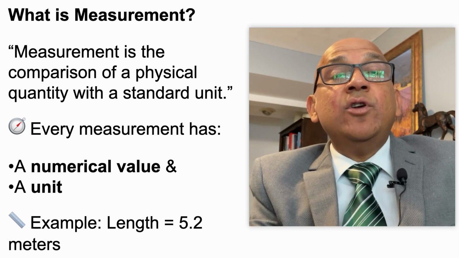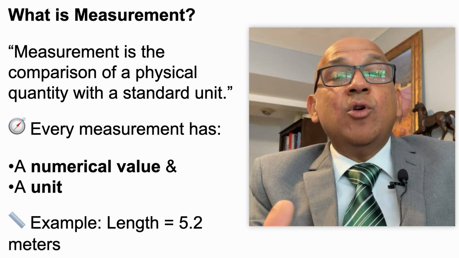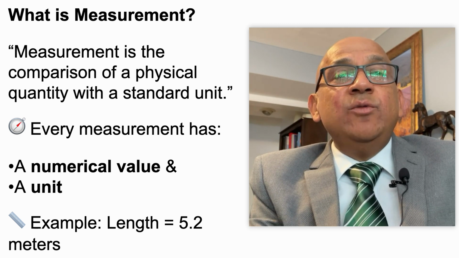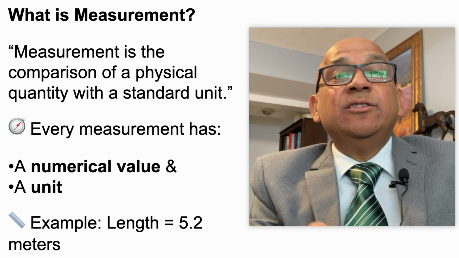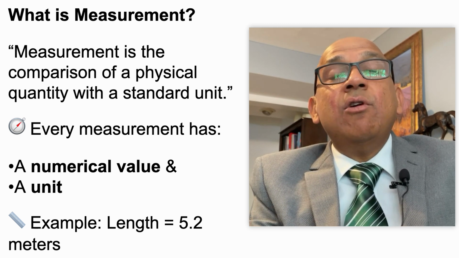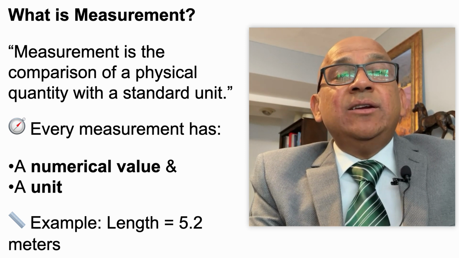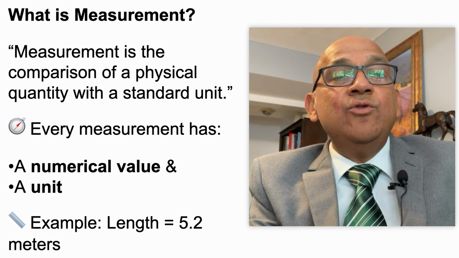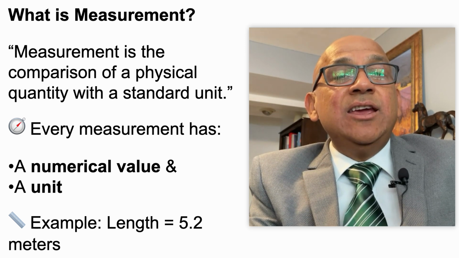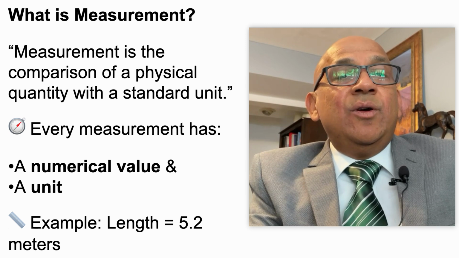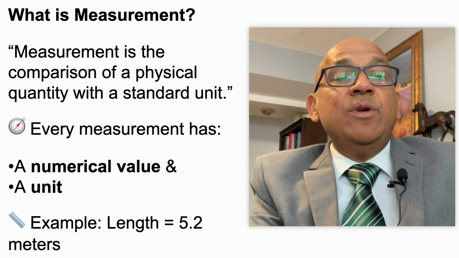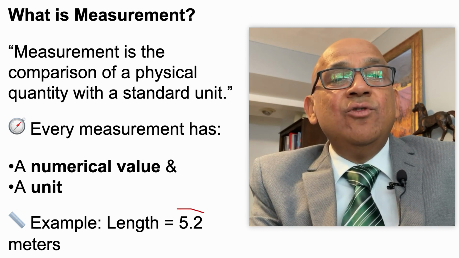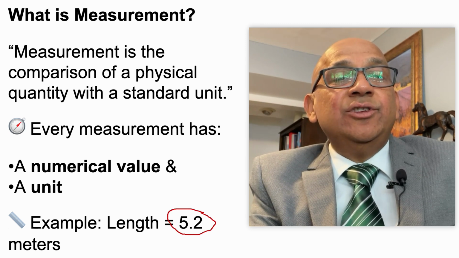For example, suppose you want to find the length of some object, then what you will do, you will take a scale and compare that object with the scale and find out how long it is. So, every measurement will have two things. The first one is a numerical value and the second thing will be the unit. For example, suppose the length comes out to be 5.2 meters. So, 5.2 is the numerical value of that length and meters is the unit.